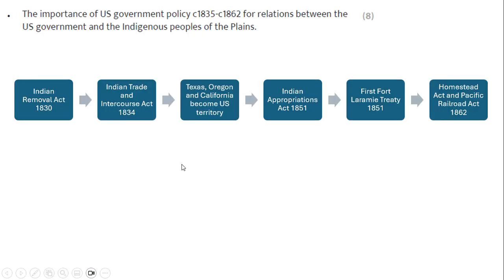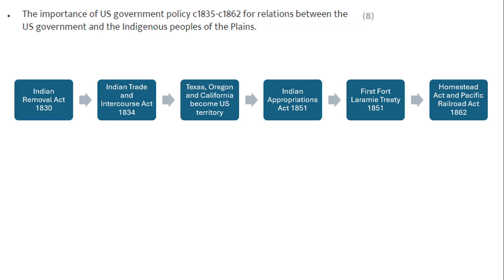Final question. The importance of early US government policy for relations between the US government and the indigenous peoples of the plains. We've already referenced some of this as part of Manifest Destiny, which is why I don't think they ask the second and the third importance questions on the same paper.